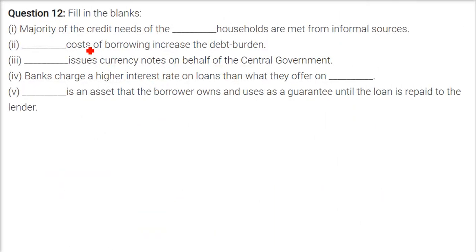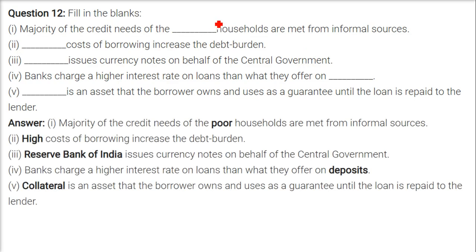Fill in the blanks. The majority of the credit needs of the dash households are met from informal sources. So this is poor. Dash costs of borrowing increase the debt burden. So high cost of borrowing. Dash issues currency notes on behalf of the central government. So you can write RBI, or Reserve Bank of India.